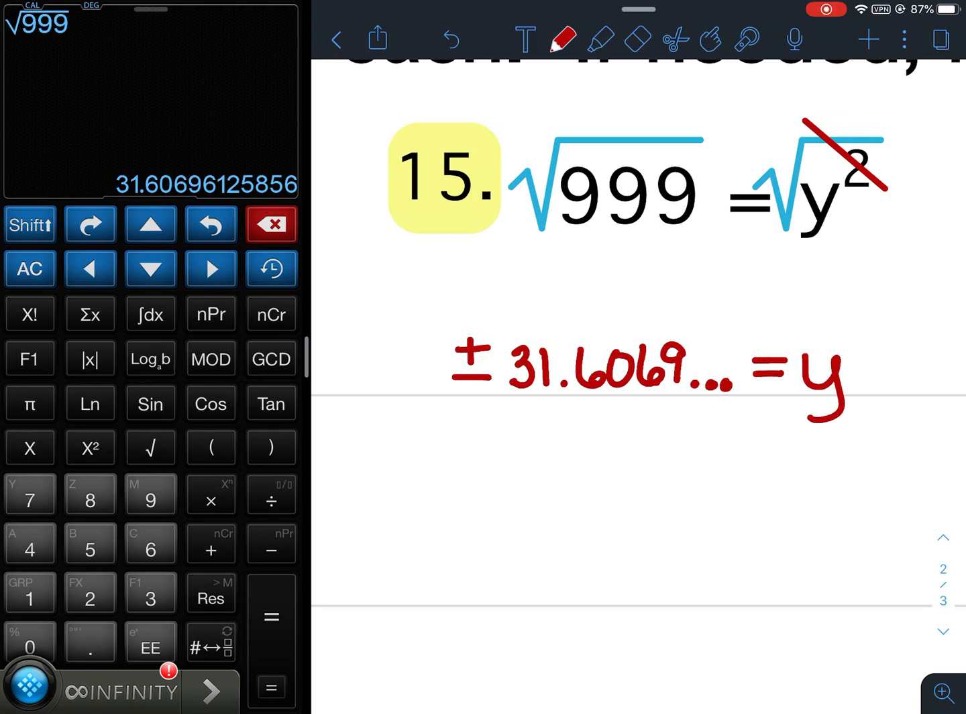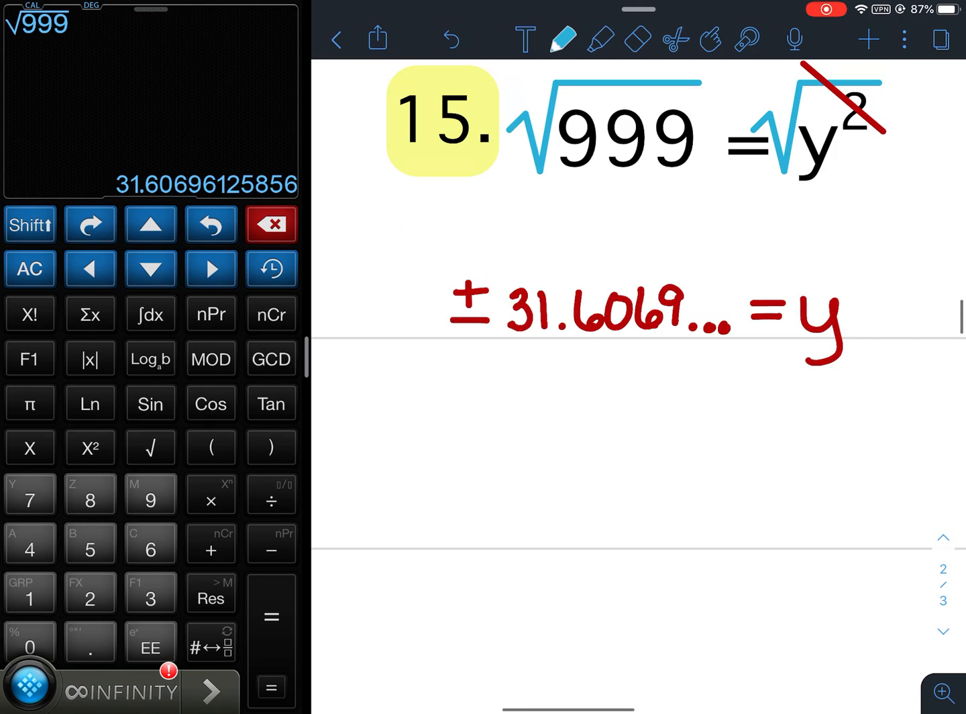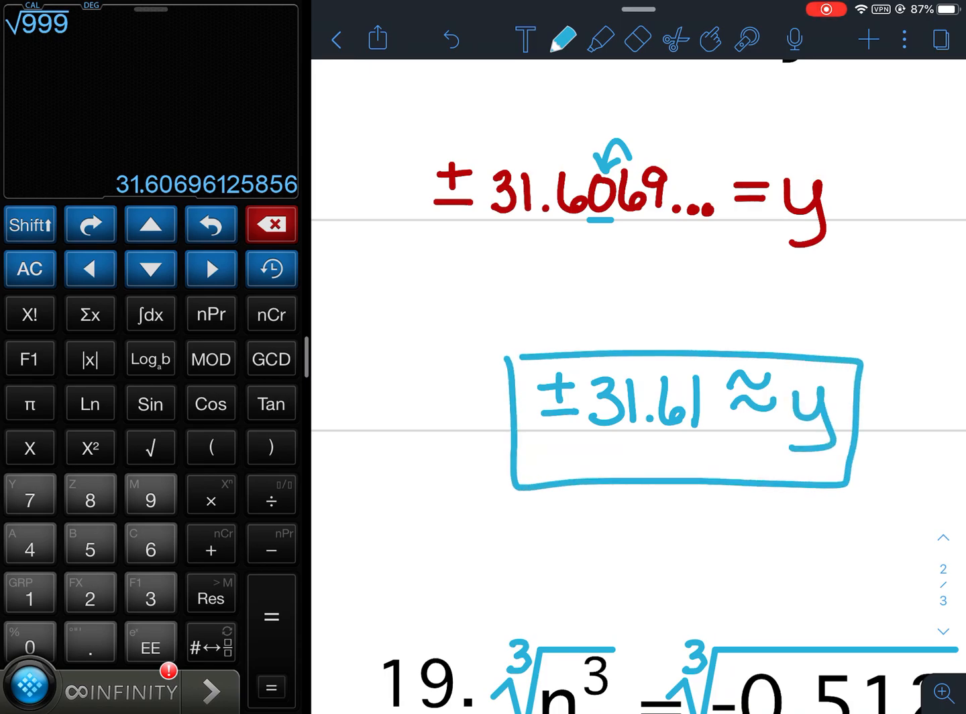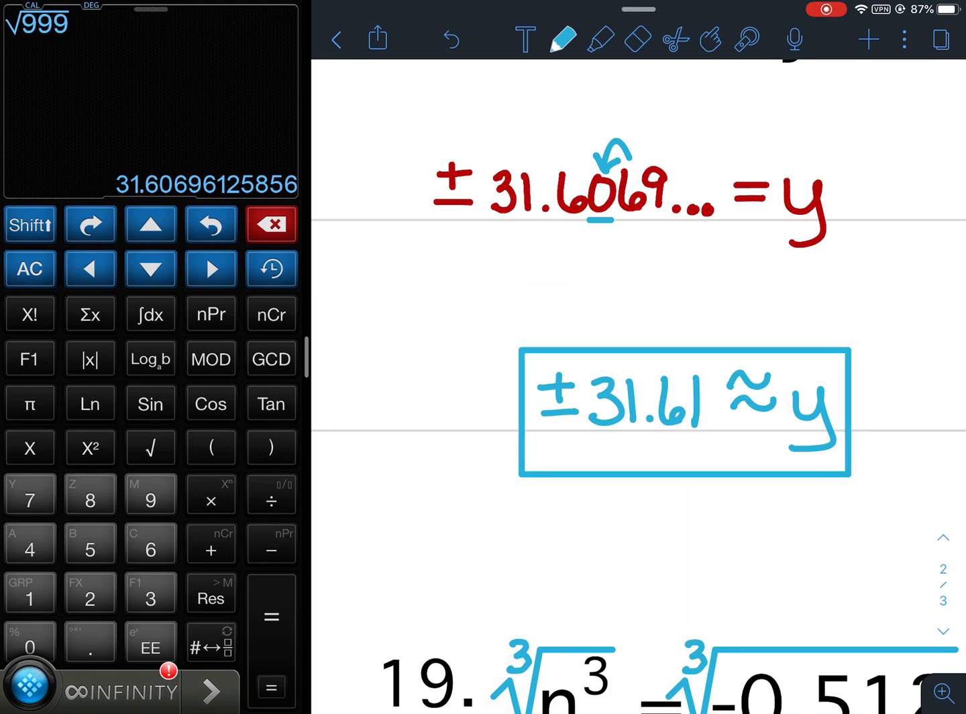All right. I have to round this answer. It says to round it to the nearest hundredths, which is 2 decimal places. So that 6 will make the 0, it'll push the 0 to a 1. So my final answer here is positive or negative 31.61 is approximately y. So the 6 made the 0 become a 1. I have the positive and negative because it's a square root. And up here, I've got the ellipse with the equal. Down here, I have the approximate sign.